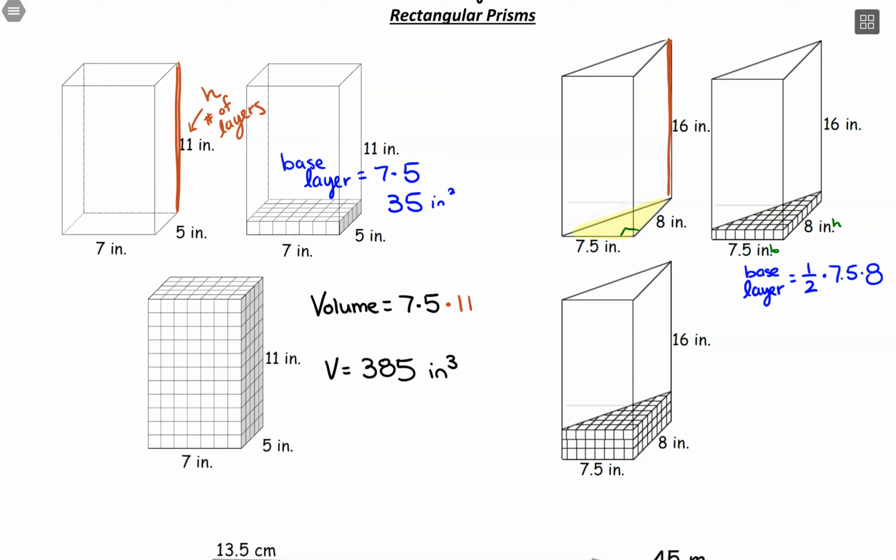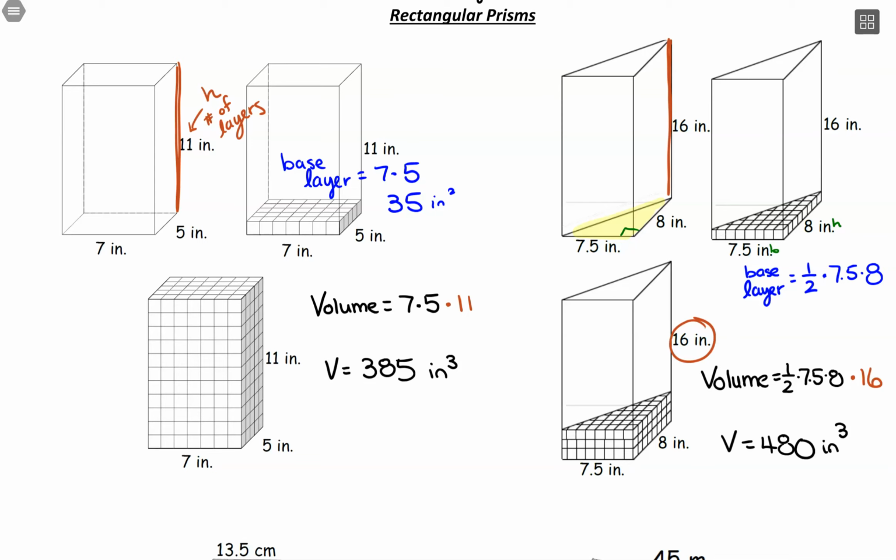Now to make this a volume, what we would do is we'd start stacking them up, and the number of layers we would have would match up with that height. So if I want the volume for this, then what I would do is take the area of the triangle, so 1/2 times base times height, and then multiply by the height of the prism, which is that 16, and that would give me the volume of the figure. And we would plug that into the calculator, and that should be 480, inches cubed.